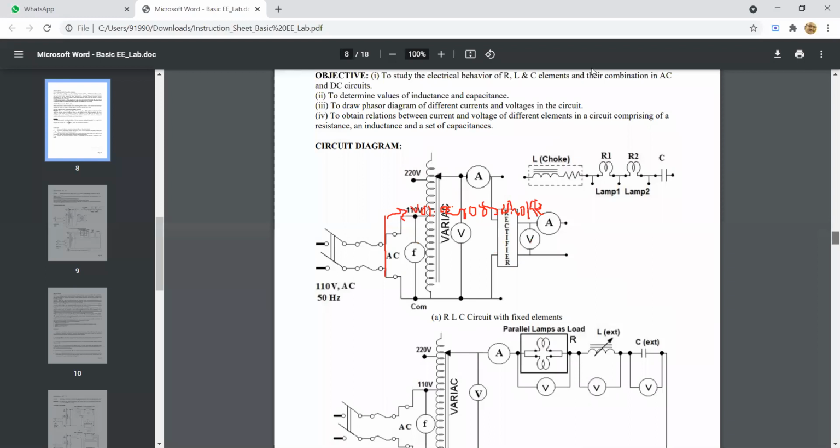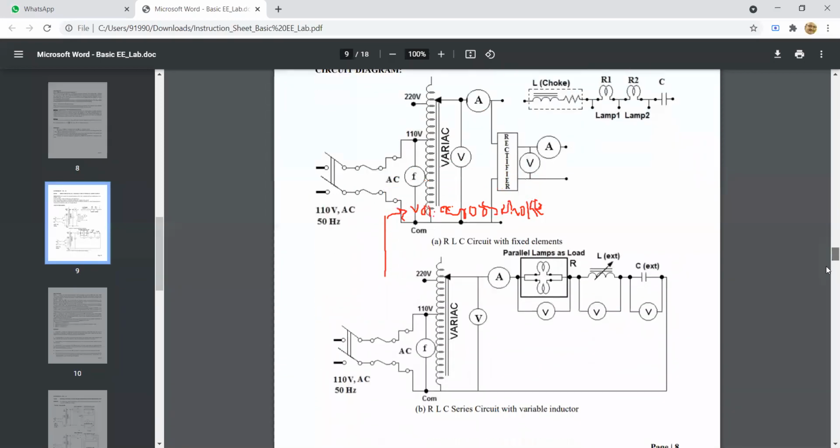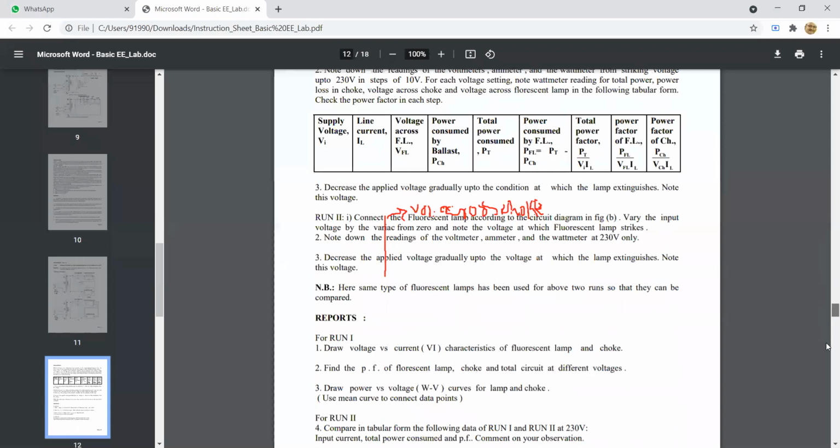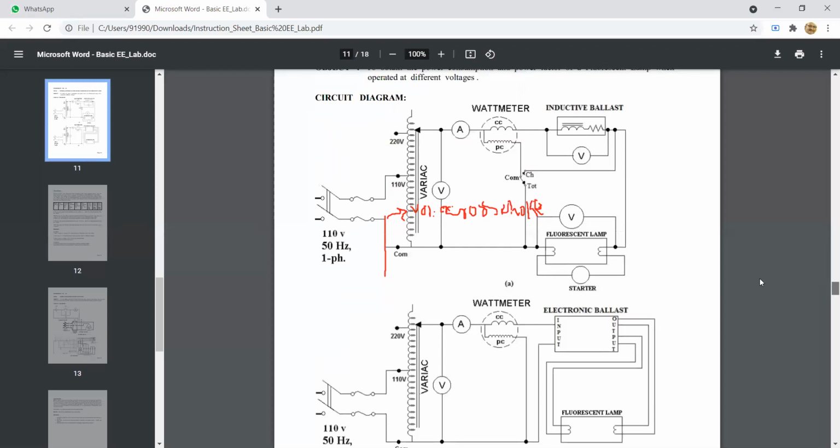Now there are 2 types of ballast. The ballast which we have discussed till now is known as the magnetic ballast or inductive ballast. Another type of ballast, prevalent nowadays, is the electronic ballast. Here you do not have the scope for a starter. The starter is inbuilt within the electronic ballast.